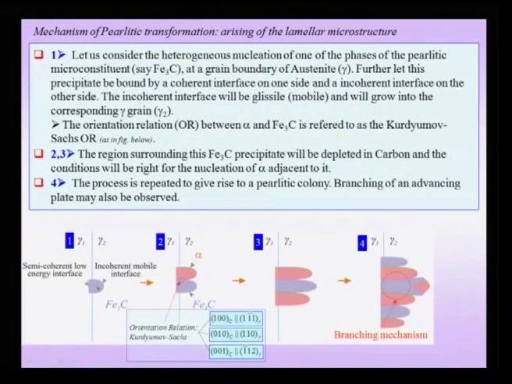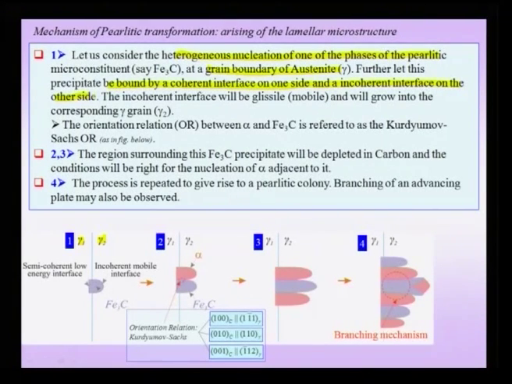Now, what is the mechanism by which this lamellar structure arises in pearlite? Let us talk about heterogeneous nucleation at a gamma 1 gamma 2 interface. Gamma 1 is one grain of gamma, gamma 2 is another grain of gamma, and we are talking about heterogeneous nucleation of one of the phases, for instance pearlite, at a grain boundary of austenite. Let this precipitate be bound by a coherent interface on one side and an incoherent interface on the other side. A coherent interface is one where the planes are continuous across from one phase to the other, and an incoherent interface is one where there is no continuity of planes from one side to the other.